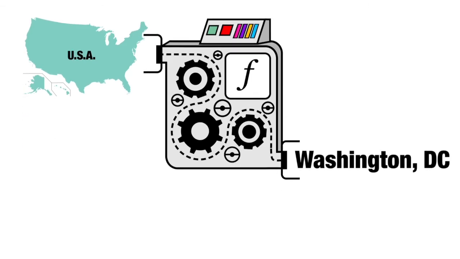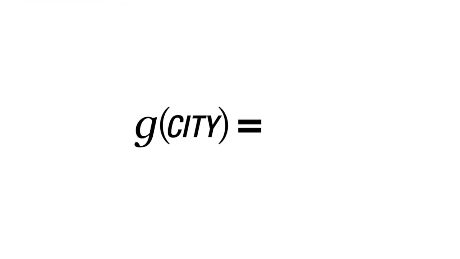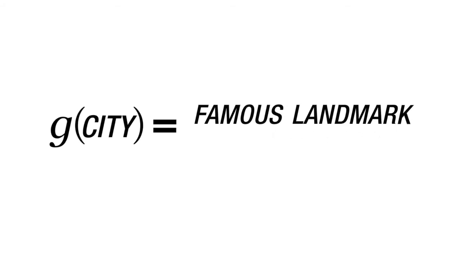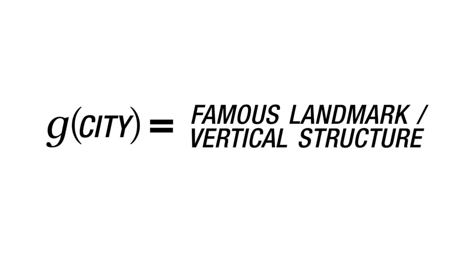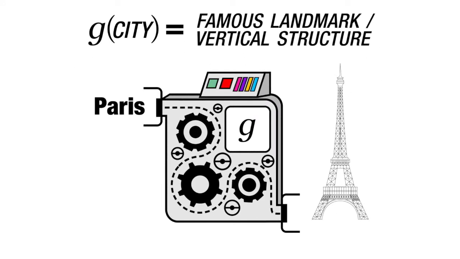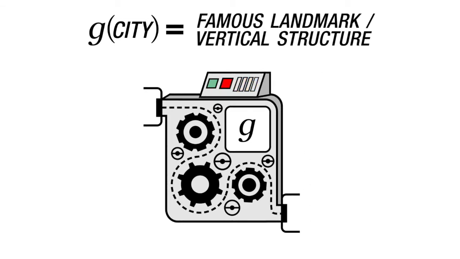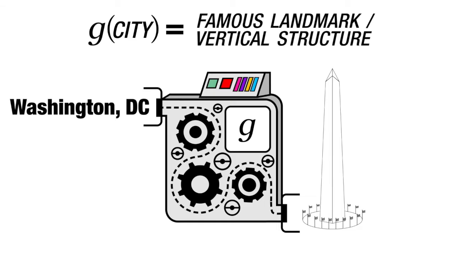would be spit out. And let's say that g is something where you input the city, and then it outputs the most famous landmark vertical structure in that city. So if you were to input Paris, of course, the Eiffel Tower would come out. Or if you were to input London, Big Ben would come out. Or if you would input Washington, D.C., the Washington Monument would be put out.